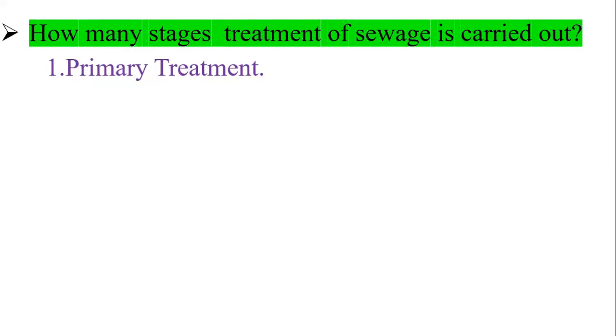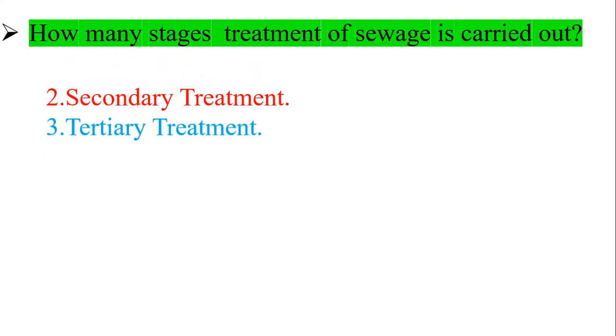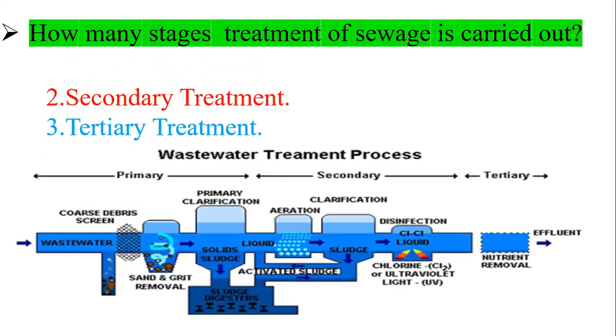Then, how many stages are expected in sewage water treatment? Usually, sewage water treatment is done in three stages. The first stage is called primary treatment, the second stage is called secondary treatment, and the third stage is called tertiary treatment. You can see the diagram here, the wastewater treatment process. There are three stages here: primary, secondary, and tertiary.